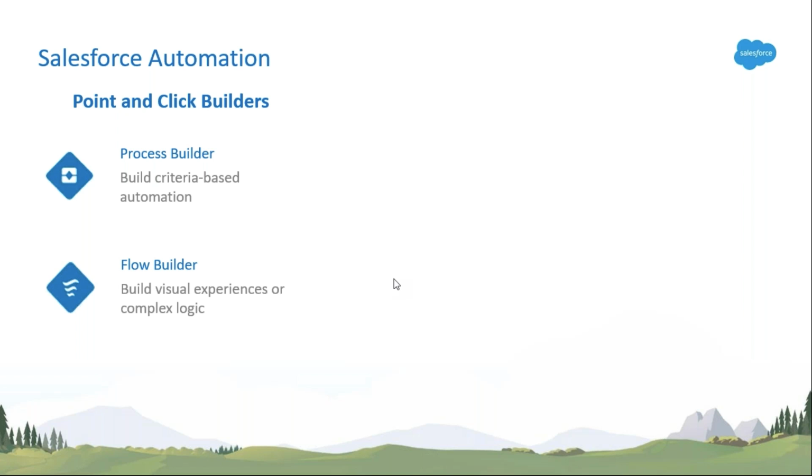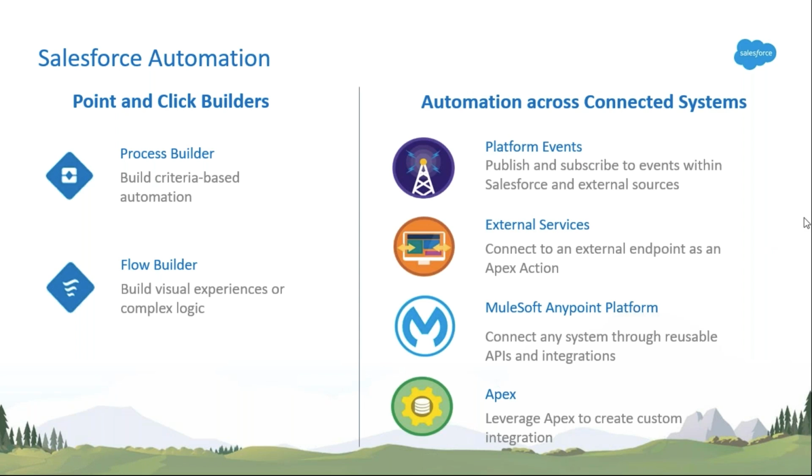We can also automate across connected systems. So if you see here, we can use the platform events where we can publish and subscribe to the events within Salesforce and also the external sources. The other choice is we can use external services and connect to an external endpoint as an Apex action. We can also build our own flexible APIs using MuleSoft Anypoint platform, and we can connect to different systems using the connectors and APIs of MuleSoft Anypoint platform. We can also leverage Apex to create custom integrations, both outbound and inbound.